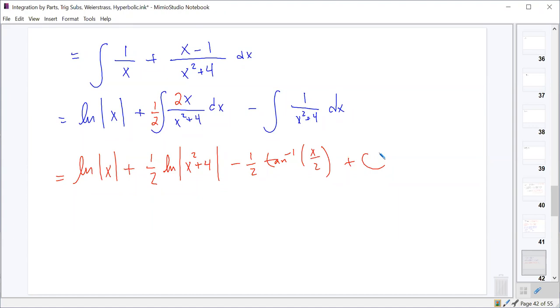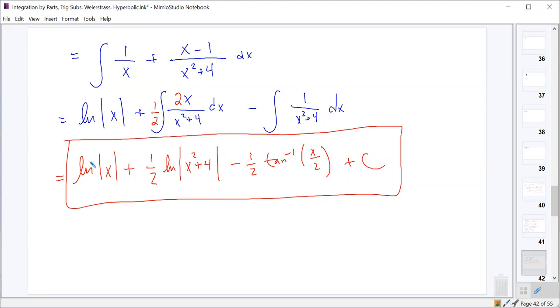And if you don't feel like writing the absolute values around that natural log absolute value x squared plus 4, that's fine, because x squared plus 4 is always positive, so it's a little redundant. So if you put parentheses there, that's fine. But make sure you got the absolute value on the just x for sure. Any questions or issues with that?